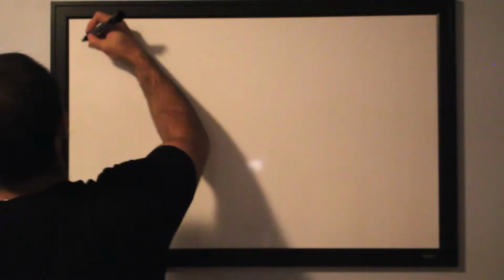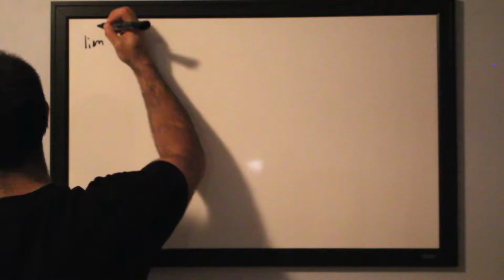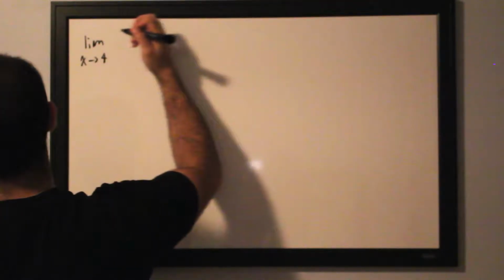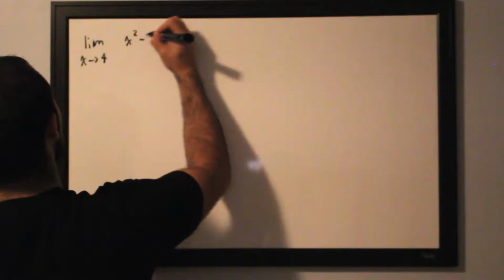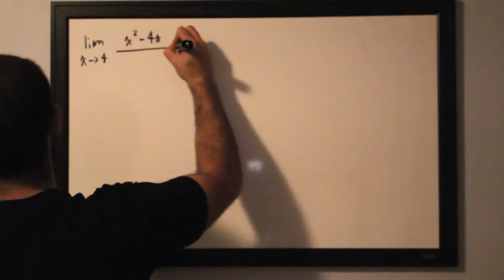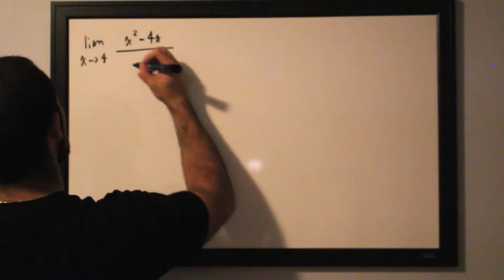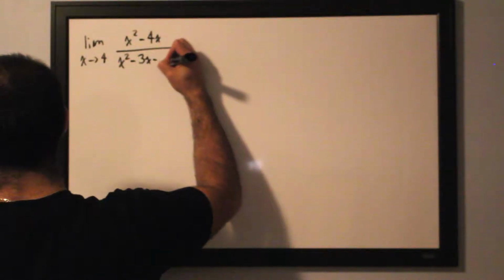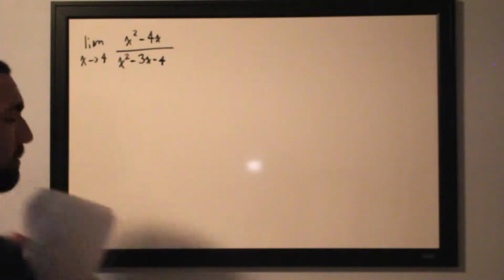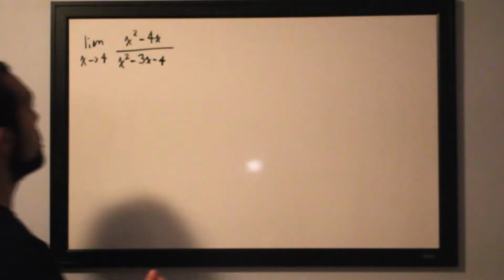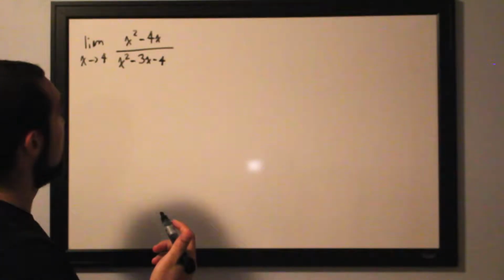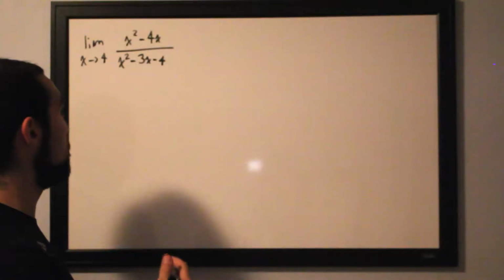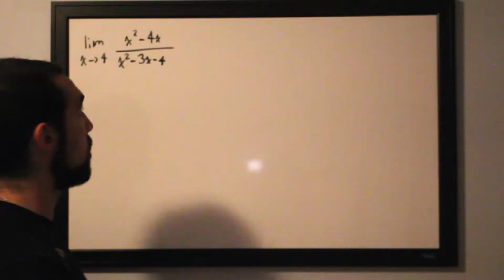Let's evaluate the limit as x approaches 4 for x squared minus 4x over x squared minus 3x minus 4. So in the numerator we can factor out an x, but before we try that, let's try plugging in 4 to see if any manipulations are necessary.